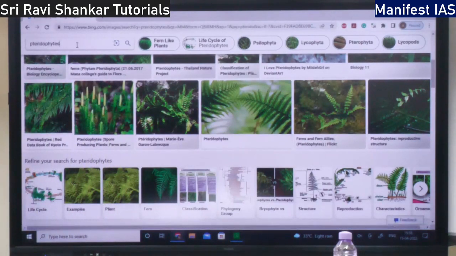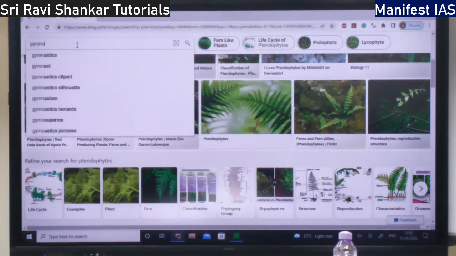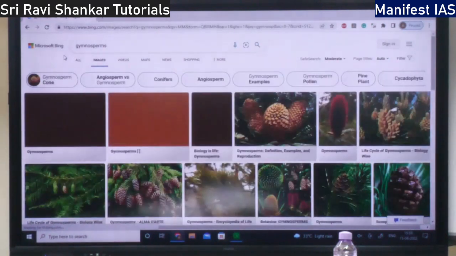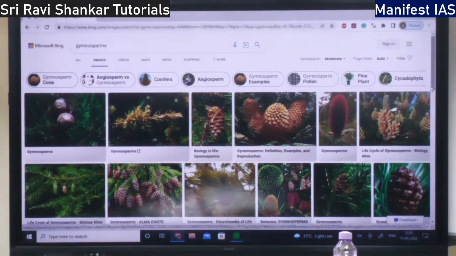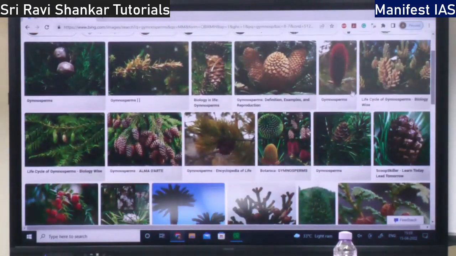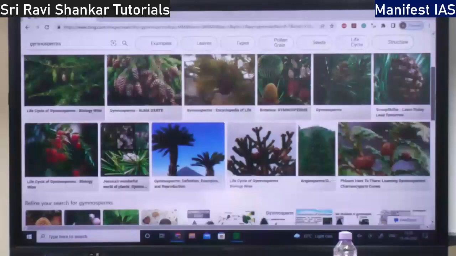Gymnosperms. So these are gymnosperms. See, what do you mean by gymnosperms? These are all the seeds, various types of seeds. Those seeds have no cover, no fruit cover. So the seeds are open. How do you remember this? I had a very funny shortcut. I will tell you. I think it will be useful for you also.